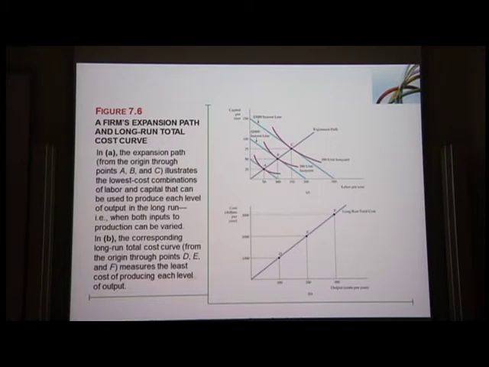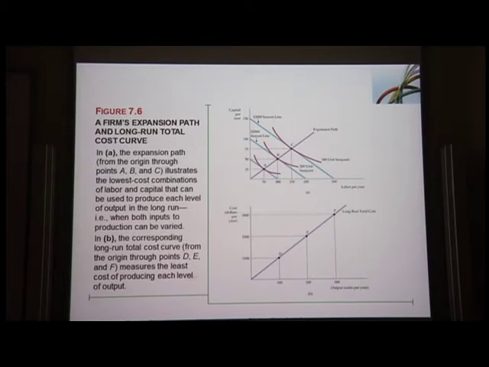Right, so that is the long-run expansion path. This is how the long-run expansion path is derived, by connecting points of tangency of the isocost curves or lines with the isoquant for different levels of output. Now, if you have the long-run expansion path, you can see in the lower figure that you can then derive the corresponding long-run total cost curve.